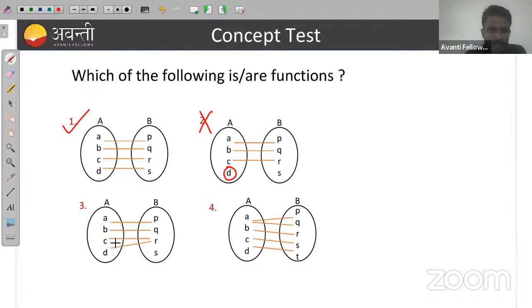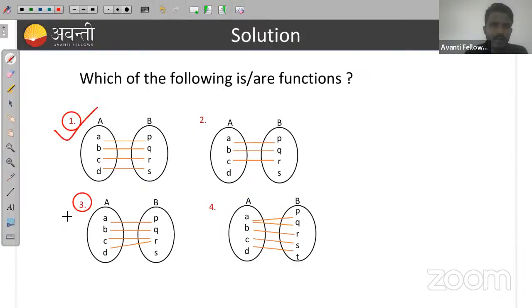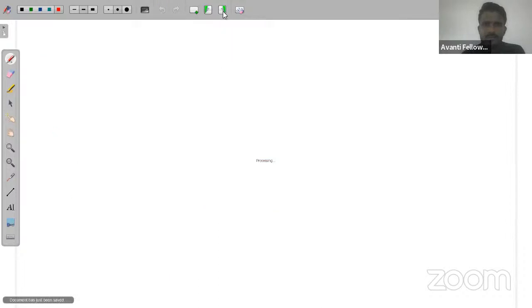If you see 3 here, 3 has all the properties. A is related to P, B to Q, C has image R, D has the same image R. So it has all the things, that is fine. But if you look at 4, A has multiple images, A has P and A has Q. So hence it's not a function. So which of the following is a function? 1 and 3 are the answers to this.